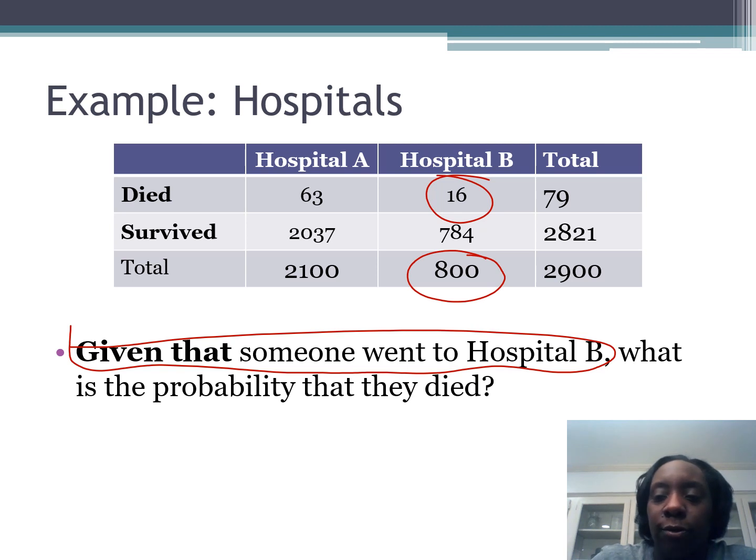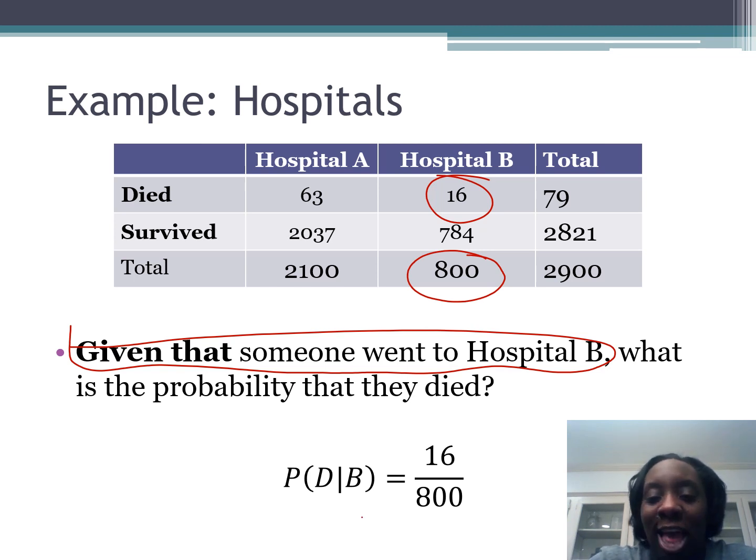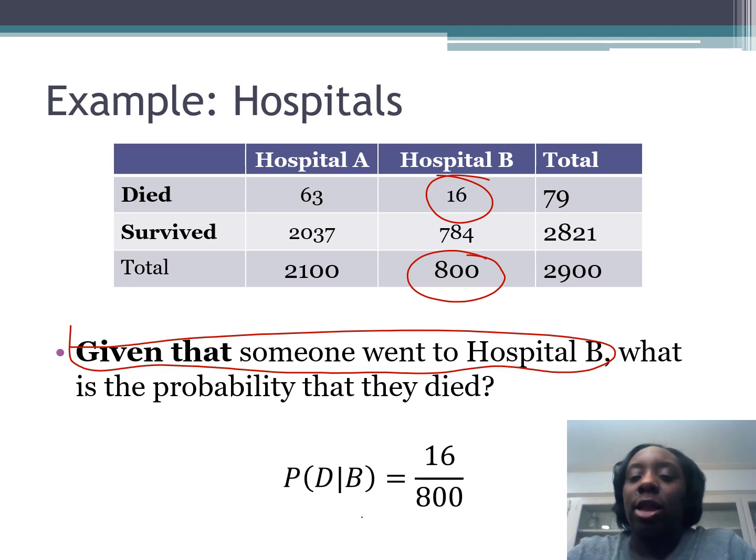So when I look for it, the probability of dying given that you were a patient in hospital B, that is how that's read. It's 16 over 800. Notice I did not do percentage there. I just left it. I didn't simplify it. I didn't write the decimal. These should be fast, easy questions for you to do. Next.